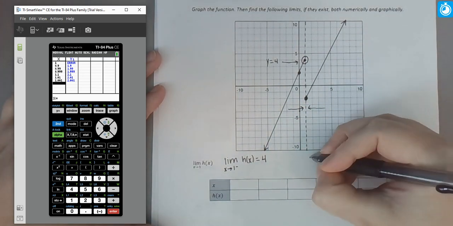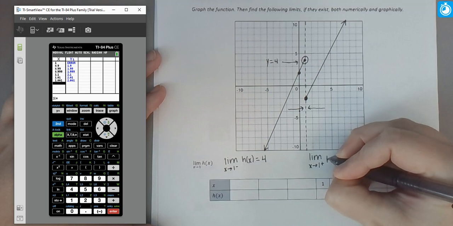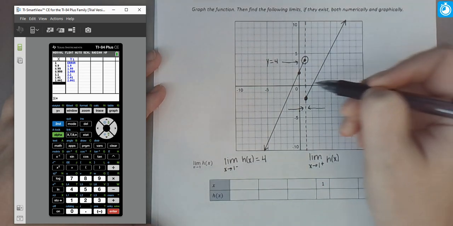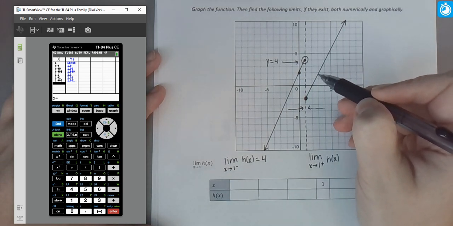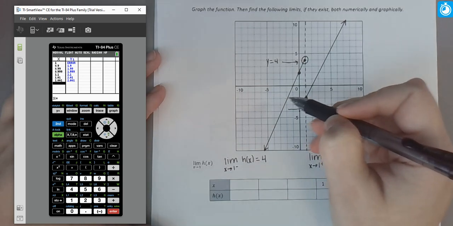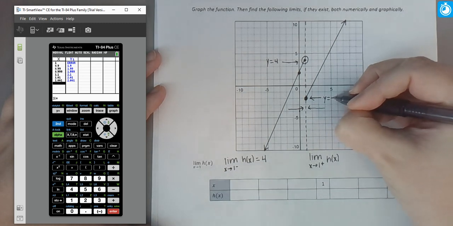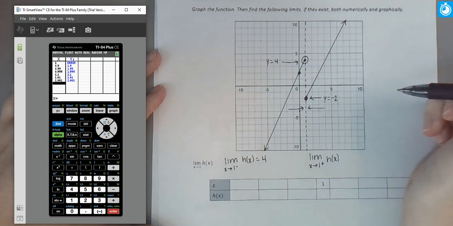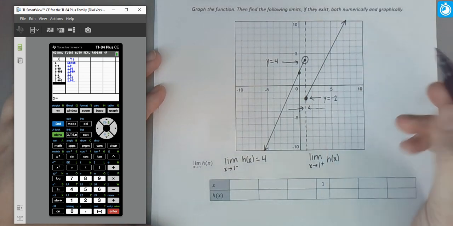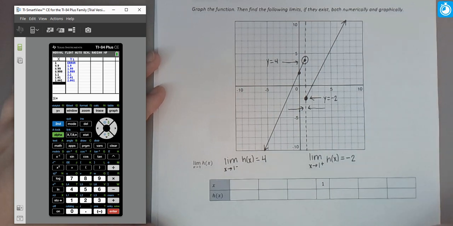Now what about the other side? What about the limit as we approach 1 from the positive side for our function? Well, as we approach 1 from the positive side, trace that portion of the graph, the y values are getting closer and closer and closer to, looks like, -2. So there we're at y is equal to -2. So as we trace our function and approach x from the positive side, the y values are approaching -2, which means the limit from the right-hand side is going to be -2.